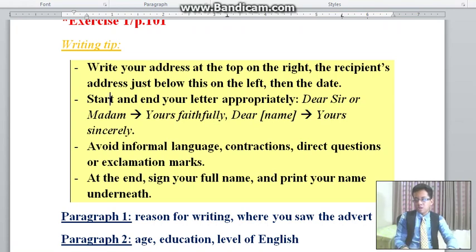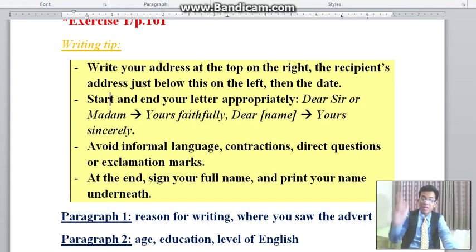Very important. So then after that, start and end your letter appropriately. So start with Dear Sir or Madam, and you will end with Yours faithfully. I said this earlier. When you know the name of the person, you will say Dear with the name, then end it with Yours sincerely. When you don't know who's gonna receive this letter, you will say Dear Sir or Madam, then end with Yours faithfully.